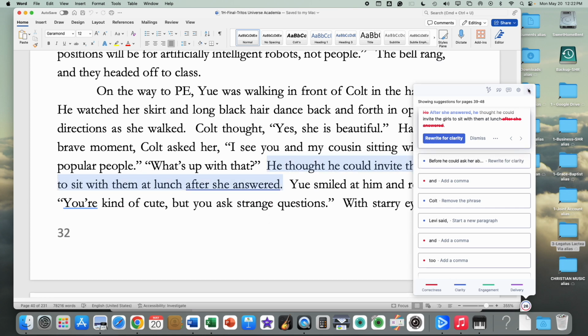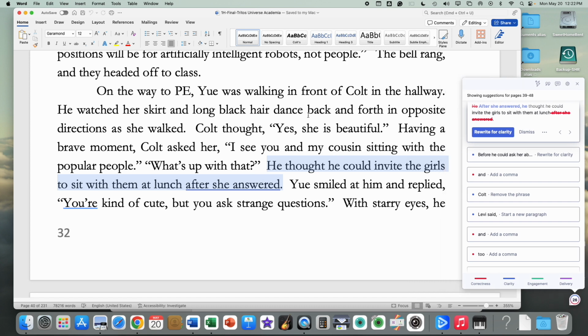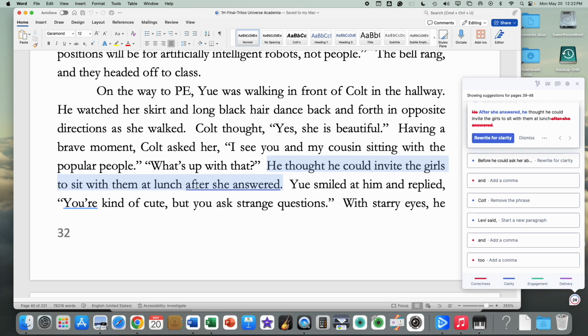But we could even actually see this here. What it says here: Colt thought he could invite the girls. Colt's on the way to PE class, and the Asian girl is walking in front of Colt in the hallway. He watched her skirt and her long black hair dance back and forth in opposite directions as she walked. Colt thought, yes, she is beautiful. Having a brave moment, Colt asked her, I see you and my cousin sitting with the popular people. What's up with that? And he was thinking here that he could invite the girls to sit with him at lunch after she answered, because he didn't care what she said. He was going to invite her to sit with him at lunchtime.